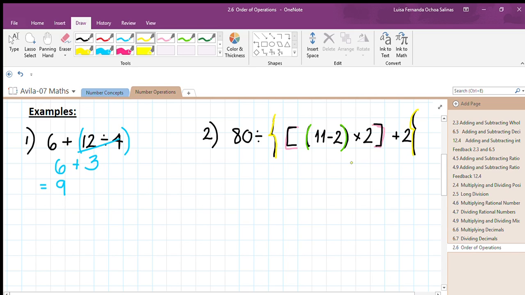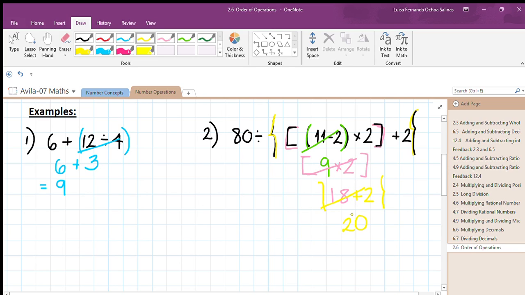So what do you do first? When you have a lot of brackets, you work from the inside to the outside. So the first operation that I have to do is 11 take away 2, which is 9, times 2. Then I'm working on the pink one. I'm going to erase this green one and just do it with the pink one so we see that we're working on this one here. And I have 9 times 2, which is going to be 18. Agree? And then I'm going to do plus 2. I'm working within this bracket now, which is going to be 20.